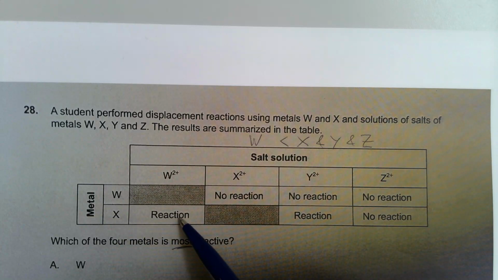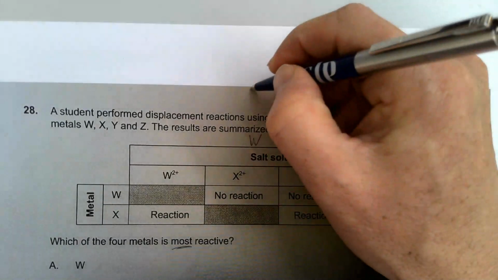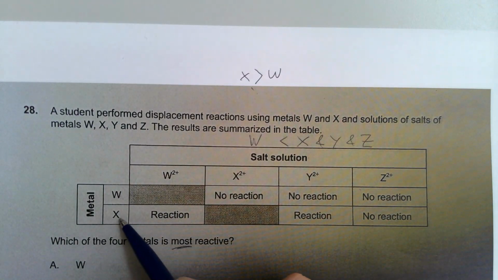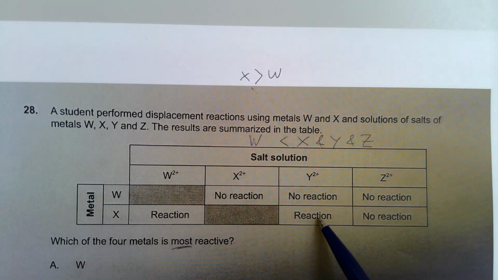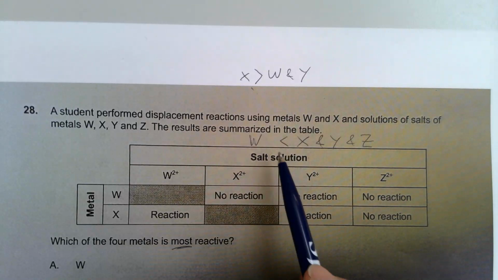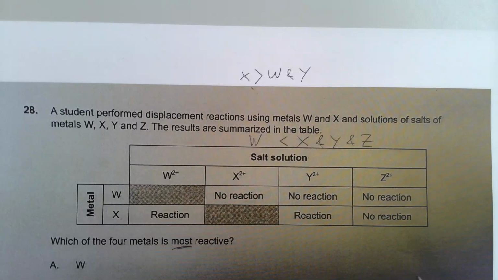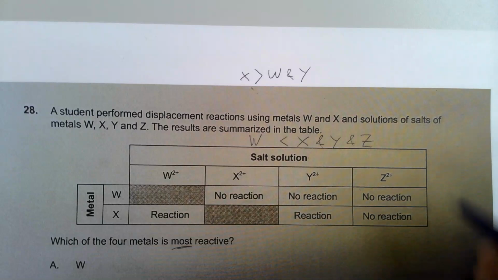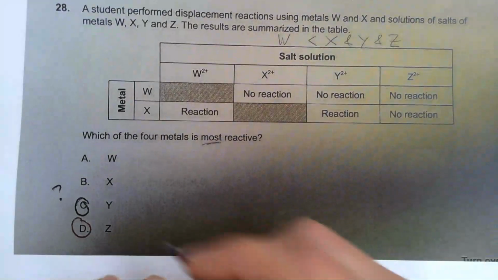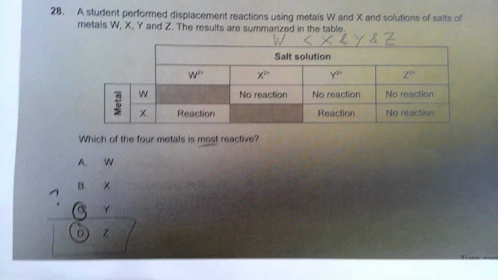X does react with W, so that confirms that X is more reactive than W, which we knew anyway. X does react with Y+, which displaces Y+ from a compound, so X is more reactive than Y. So X is looking like most reactive out of X and Y and W, but X does not displace Z from a compound, which means that Z must be more reactive than X. Right, so Z's more reactive than X, which we know is more reactive than W and Y, so Z must be the answer, which Tom has marked here as the right answer on there.